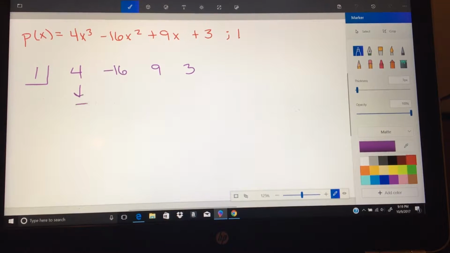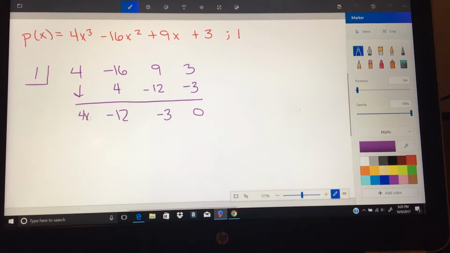Okay, so this is going to come down as 4, and then I'm going to do 4 times 1, 4. Negative 16 plus 4 gives me a negative 12, negative 12 times 1 gives me negative 12. 9 minus 12 gives me negative 3, negative 3 times 1, negative 3, and I get a 0. Okay, so as long as we get the 0 there, we're good to go. We can reduce this into a second degree function.